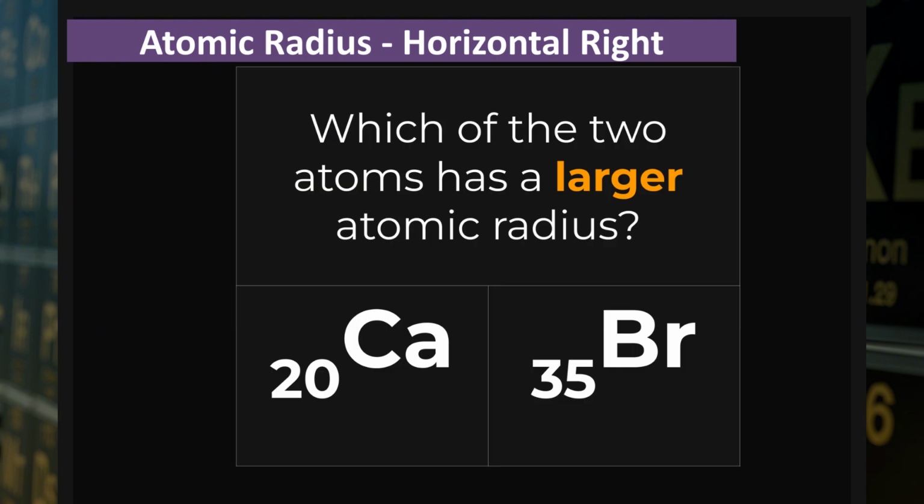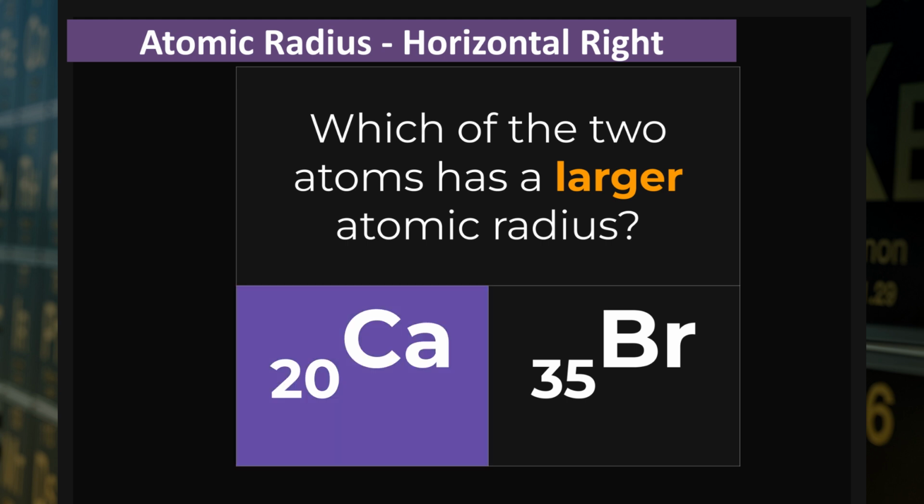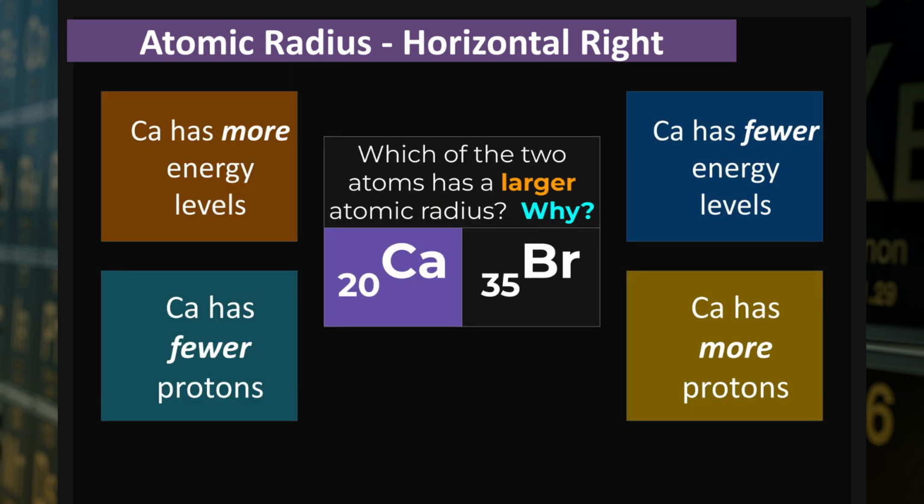So now let's practice. Which of the two atoms below has a larger atomic radius? Is it calcium or bromine? I hope you chose calcium, but why is calcium larger than bromine? Is it because calcium has more energy levels or fewer energy levels? Is it because calcium has fewer protons or more protons?